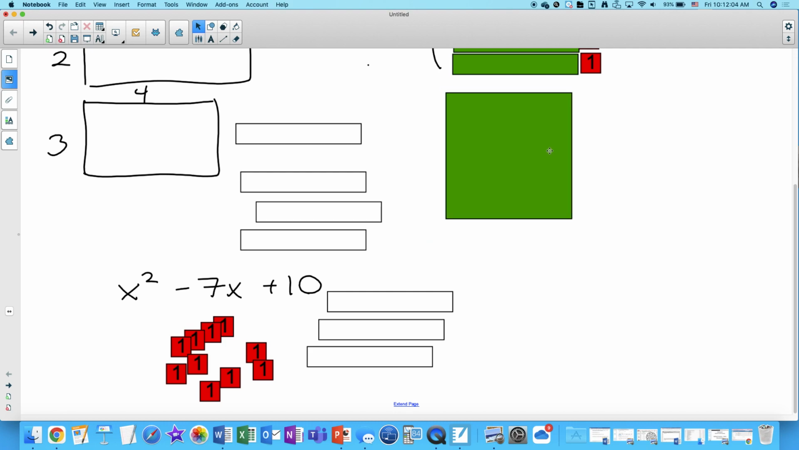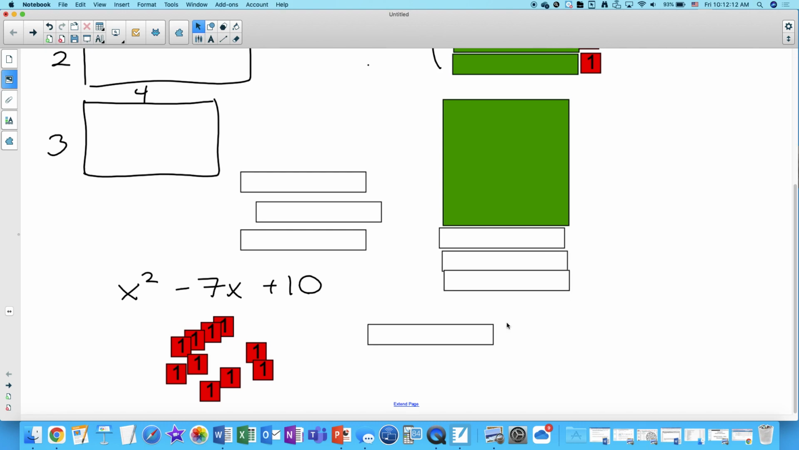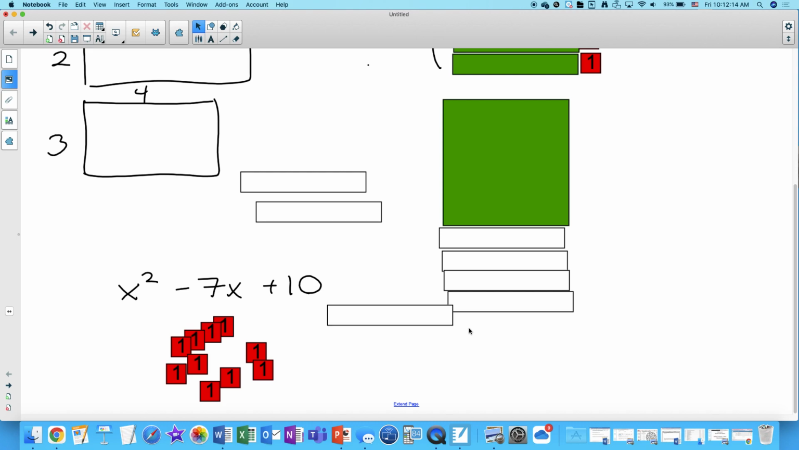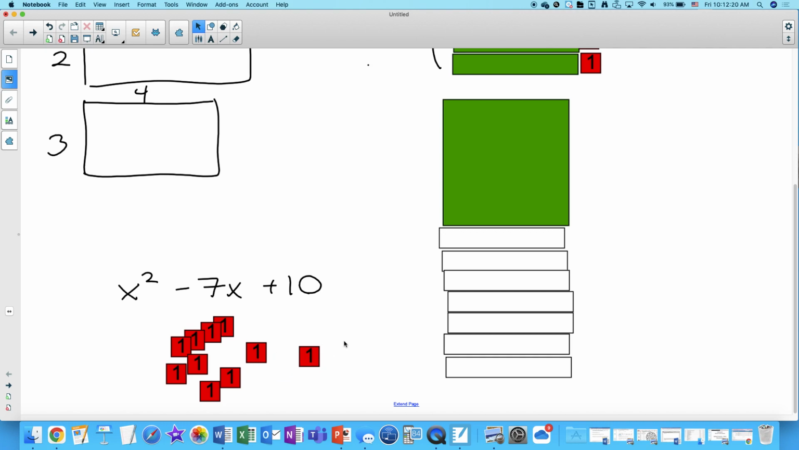Okay, so again, I'm just going to put the x squared tile here. I could put it anywhere, but I could try and do this. Right, so I could try and line these up again like that. But then when I try and fit these in, they're not going to fit anywhere, right? The 10 ones over here aren't going to make the rectangle.